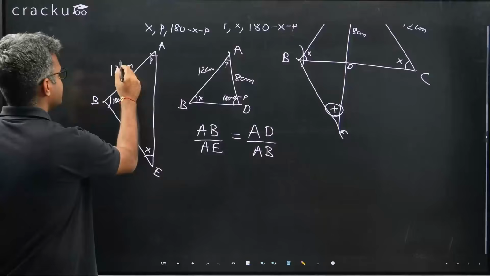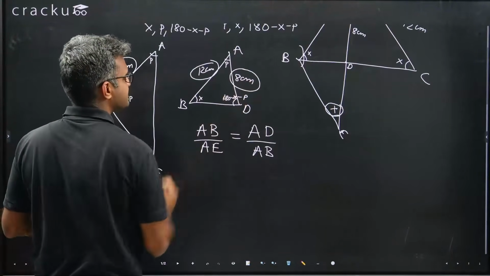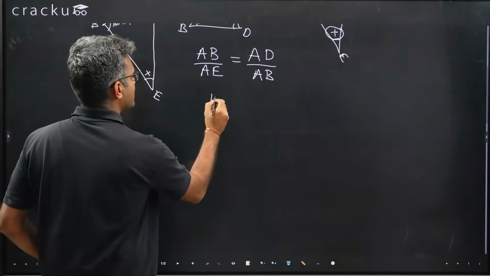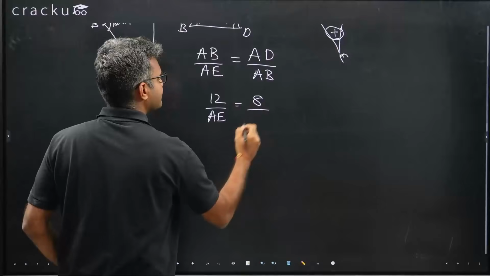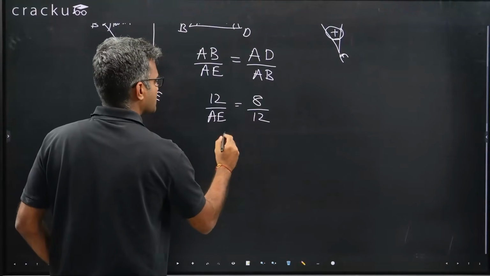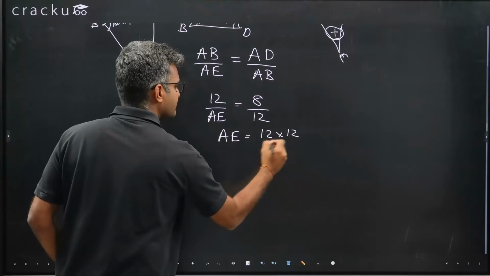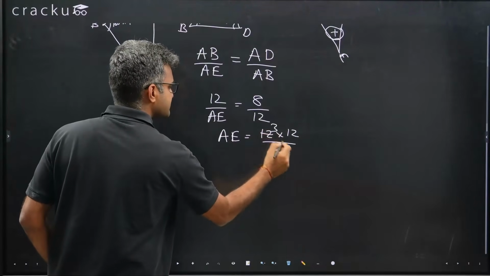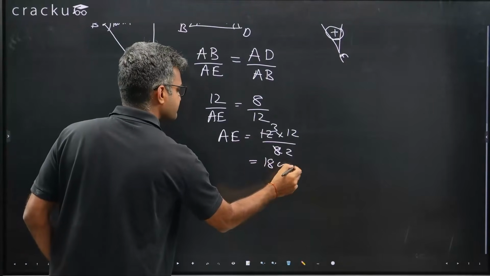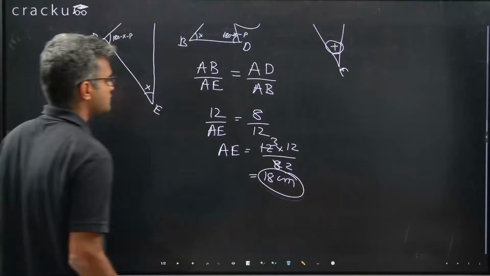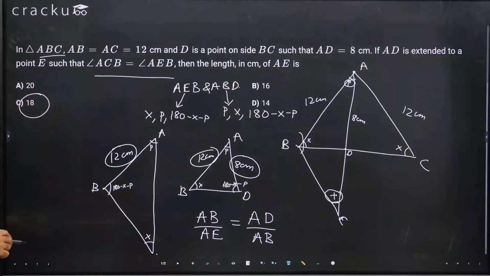We know the length of AB. AB is 12 centimeters. We know the length of AD. This is 8 centimeters. So if you're actually writing it, 12 divided by AE is equal to 8 divided by 12, or the length of AE is equal to 12 into 12 divided by 8. This is 3, this is 2, which is equal to 18 centimeters. So the length of AE is equal to 18 centimeters, which is option C.